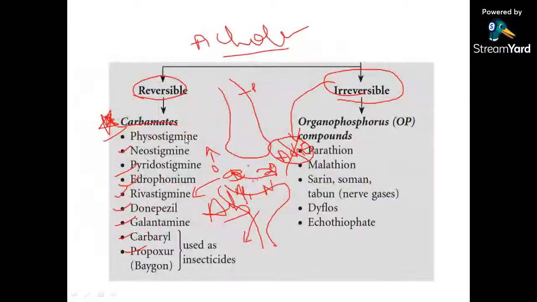In the question they have given, which of the following are adverse effects of anticholinesterases? I'll discuss those adverse effects now. So where are we? Yes, I was discussing anticholinesterases. In that we have reversible drugs and irreversible.